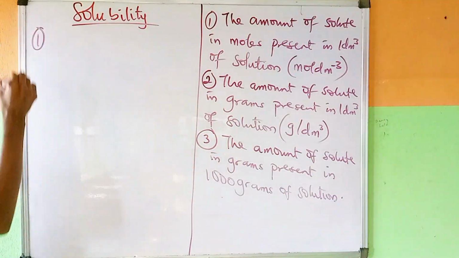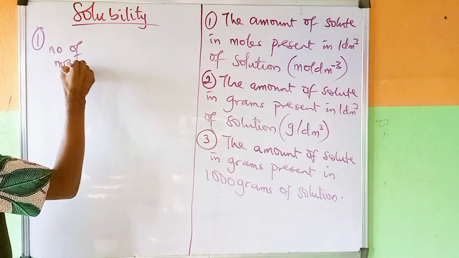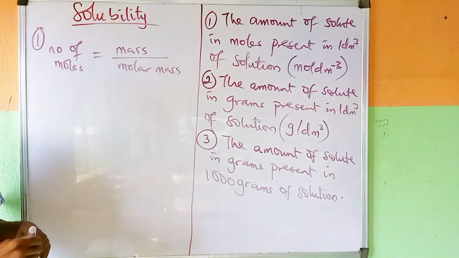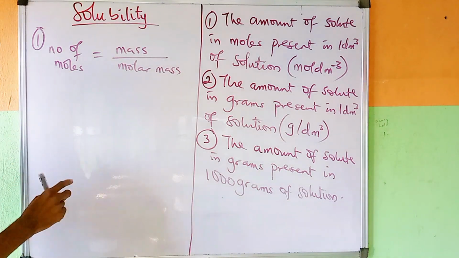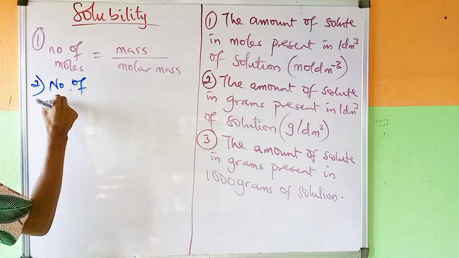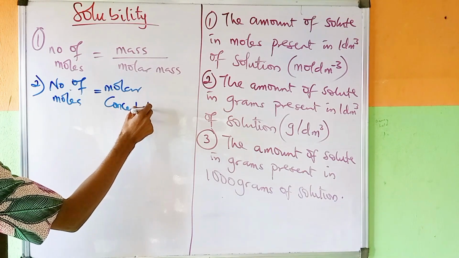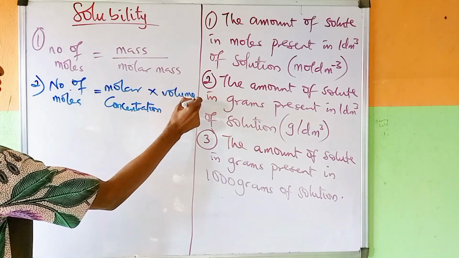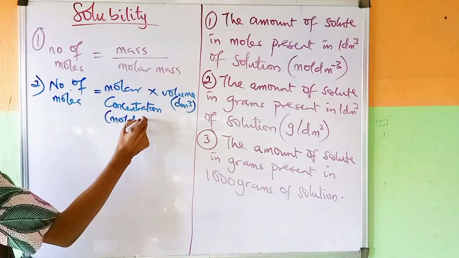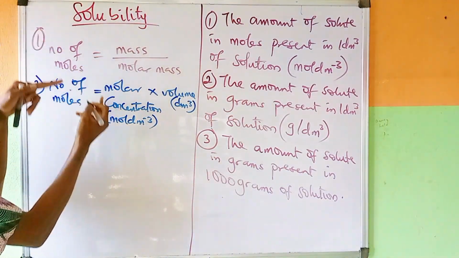The first formula is this. If you look at your stoichiometry, you remember that number of moles is equal to mass over molar mass. Also, if you look at another formula for stoichiometry, number two, you have number of moles equals molar concentration times volume in dm cube. So this volume must be in dm cube. This molar concentration is in mole per dm cube.